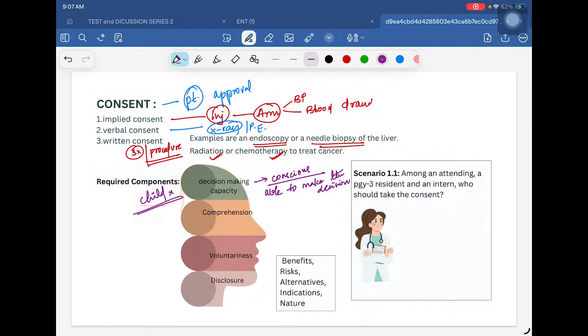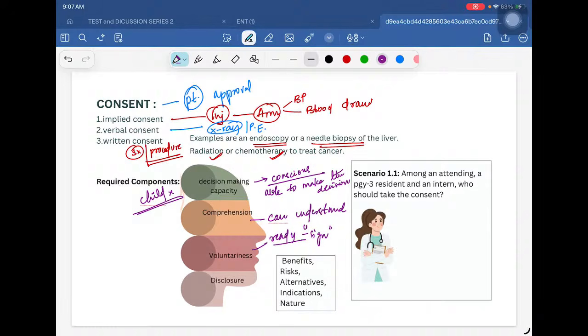Then we have comprehension. Comprehension in the sense that the patient should be able to understand what you're telling them. In some time I'll talk about interpreters, which will help if there is any language barrier between the doctor and the patient. And next we have voluntariness, which is basically whether the patient is ready or not ready to sign the consent.